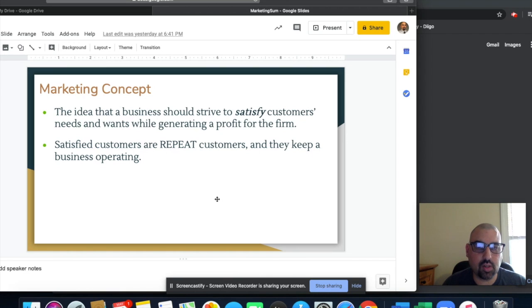If customers are not happy, what are they going to do? Well, more than likely, they're not going to talk good about the business. And we really, as a business, want to try to satisfy what our customers' needs and wants are, while still making a profit, because if we're not making money, we're not going to stay in business.